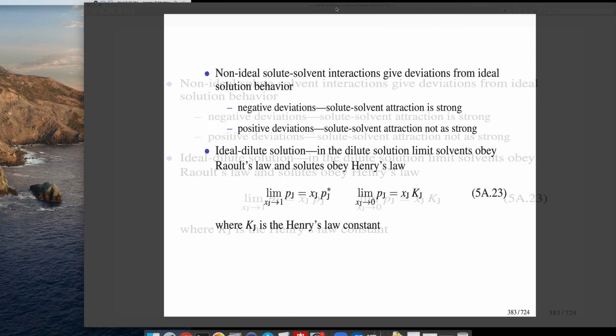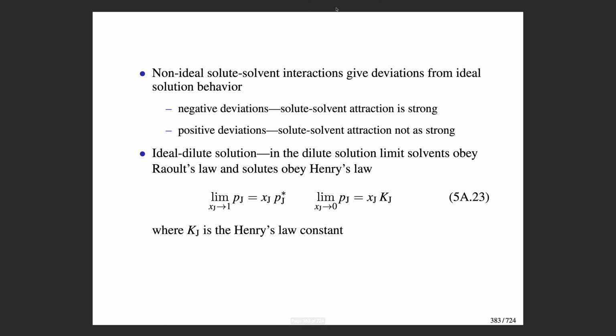Most solutions do not obey Raoult's law. That is, most solutions are not ideal solutions. This is very different from gases, where most gases obey the ideal gas law. However, for solutions, very few solutions obey Raoult's law. And the reason for that is that molecules, when they're in the liquid phase, interact with each other strongly, and molecules are usually not the same size and shape and do not have the same intermolecular interactions. So we get all sorts of deviations from Raoult's law.